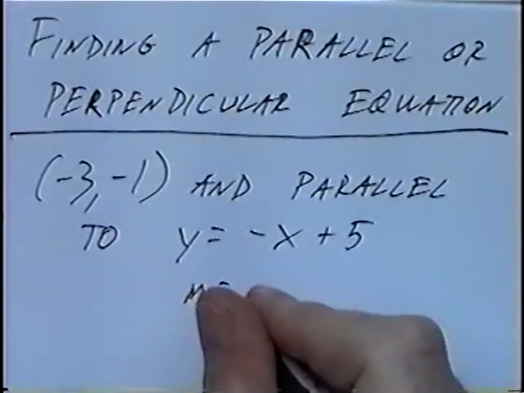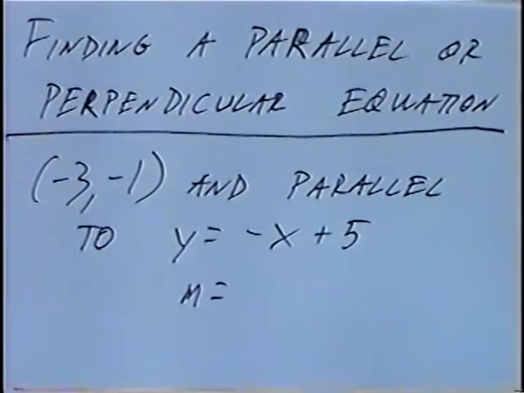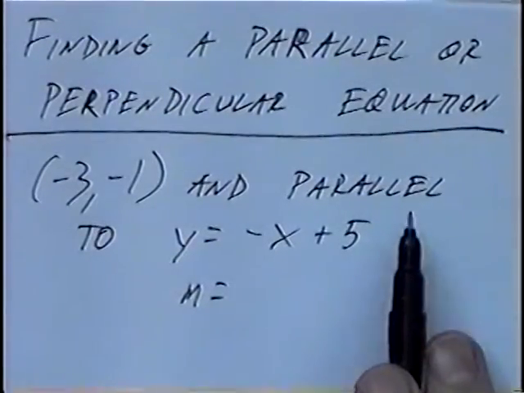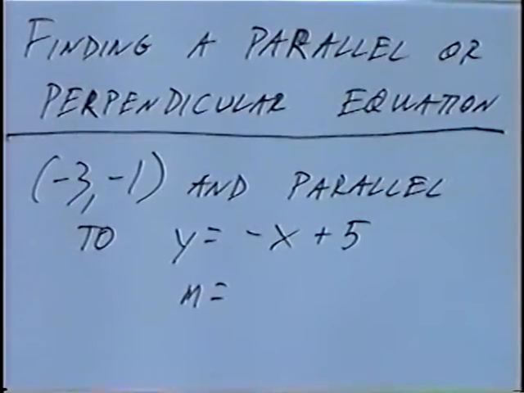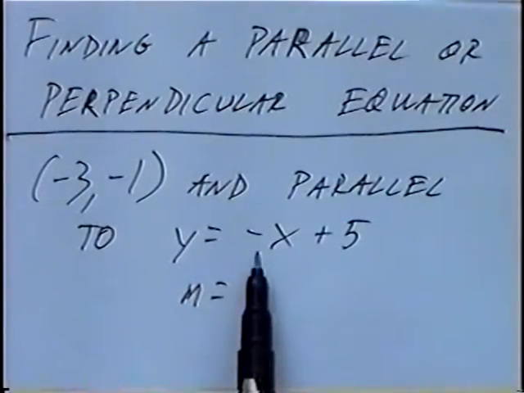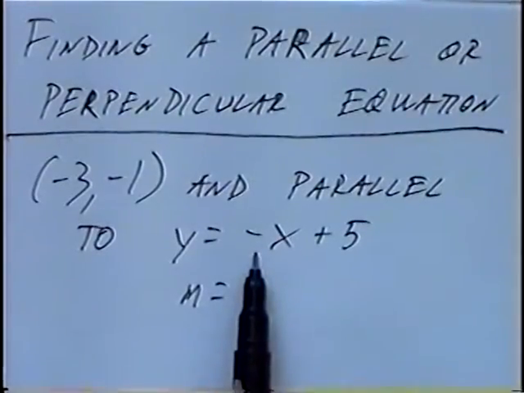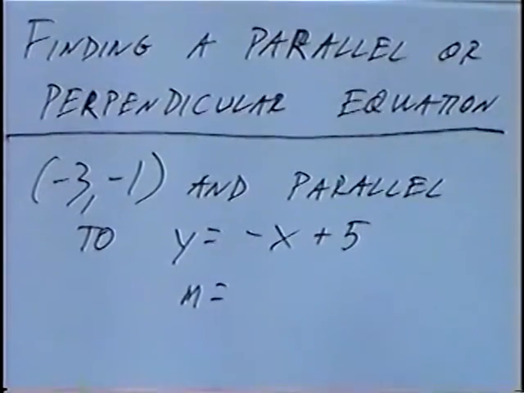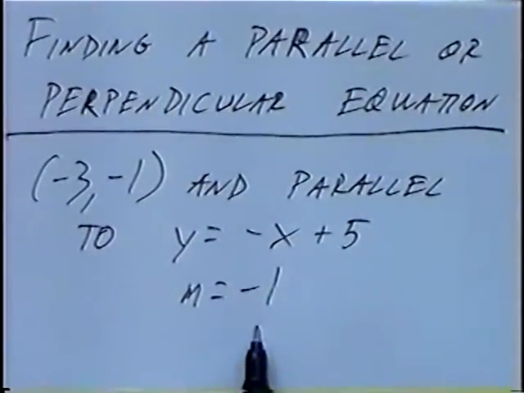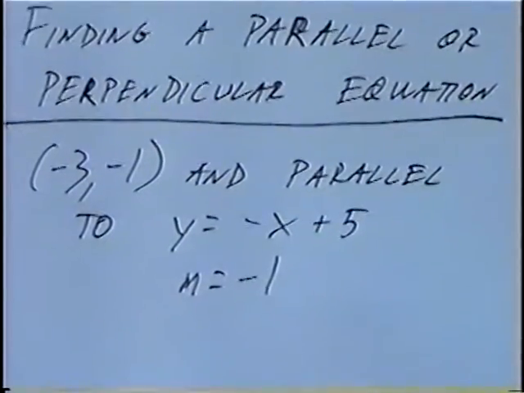We can find the slope for a parallel line. If you remember the definitions we did in the previous section, a parallel line has the same slope. The slope of this equation, in terms of y equals mx plus b, m, or the slope, is the number in front of x, which is negative 1. So the parallel slope would still be negative 1.